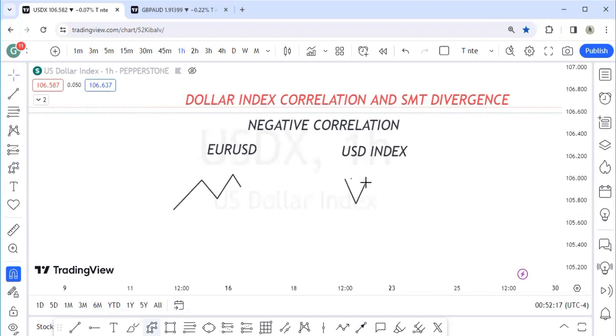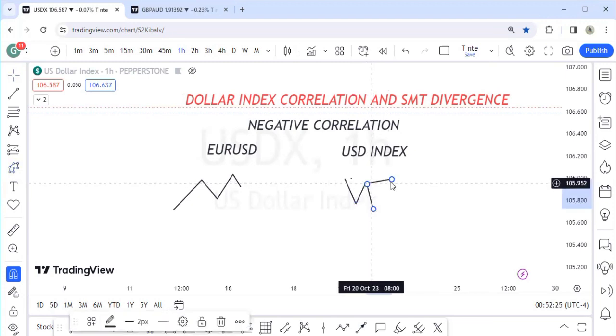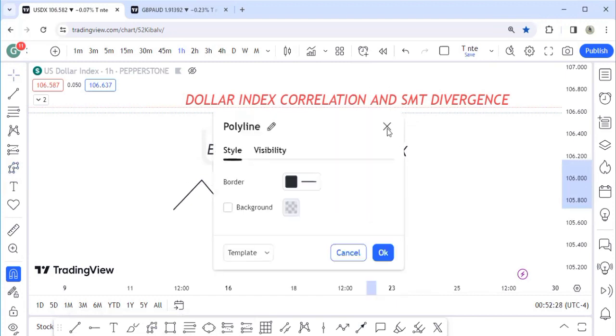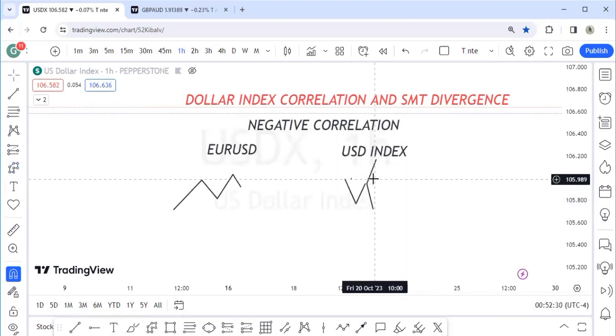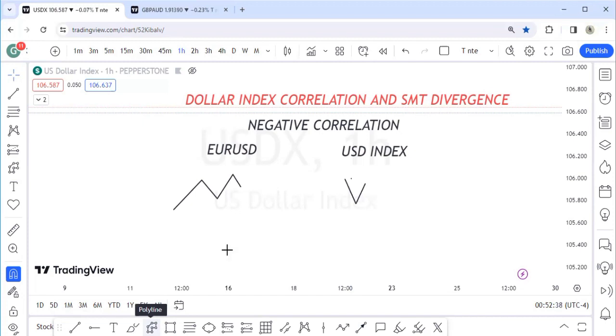Why? You want to see the dollar index make a low. Why is that? Right. So once the dollar index makes a low, there is some form of high on the euro dollar, right? Now the SMT divergence happens or occurs when the market fails to do that.